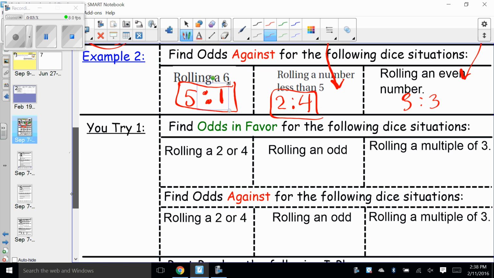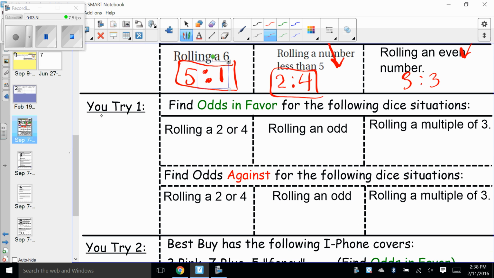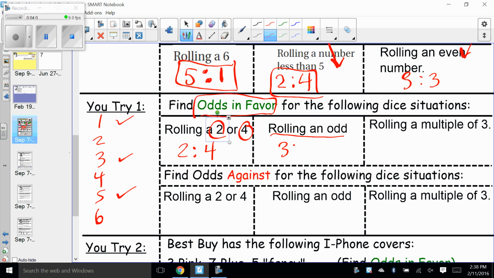All right, so let's try an example. So we have this dice. These are the options, of course. So what's the chance of doing odds in favor, so the things we favor to the things we don't, of getting a 2 or a 4? Well, that would be 2 things in favor, the 2 or the 4, and 4 things against. We have a 2 to 4 odds in favor. Odds against: rolling an odd number. If we look at the odd numbers, odd, odd, odd, 3 things in favor, 3 things against.